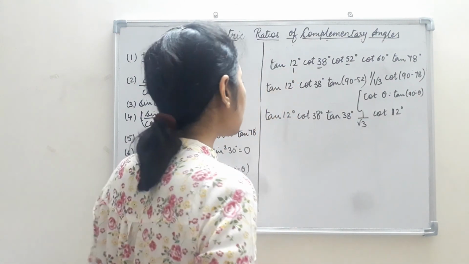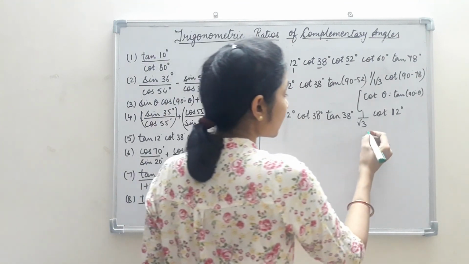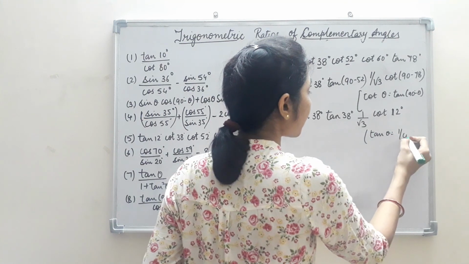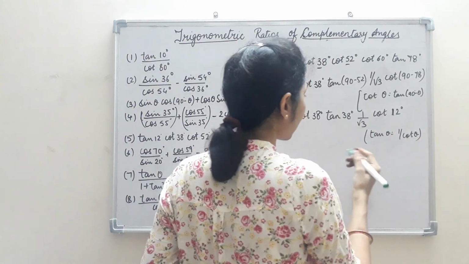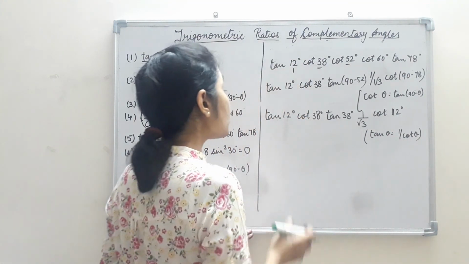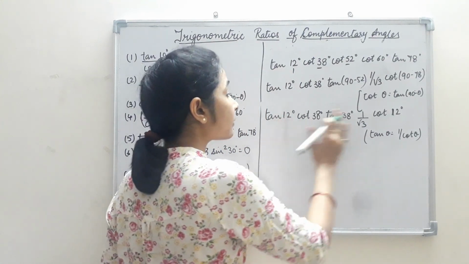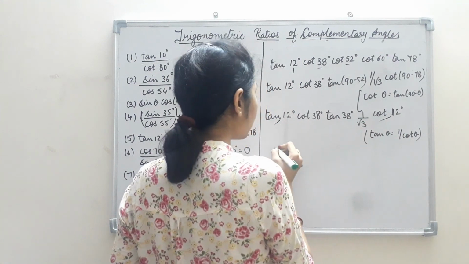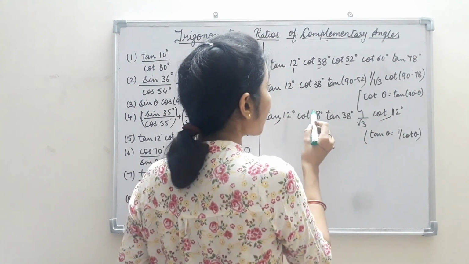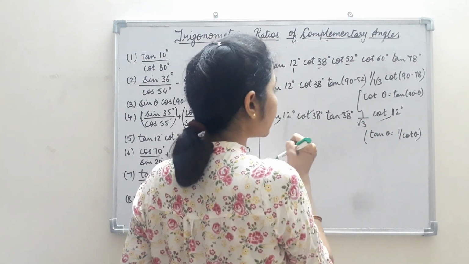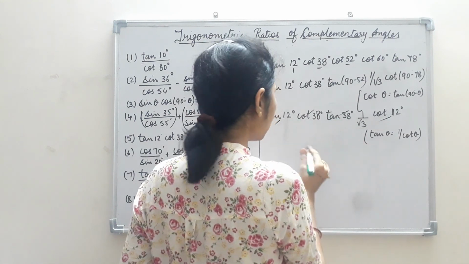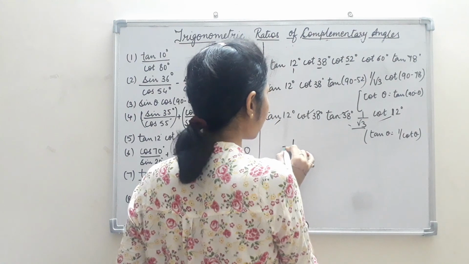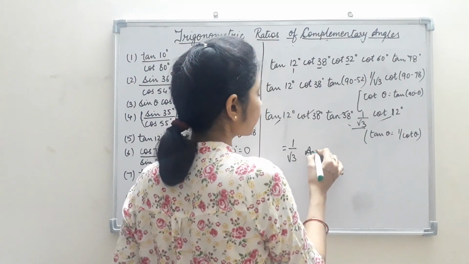Now see, tan is just the inverse of cot. Tan theta is equal to 1 upon cot theta, and cot theta is equal to 1 upon tan theta. So here tan 12 degree and cot 12 degree cancel, and we have got 1 in place of them. Cot 38 degree and tan 38 degree cancel, and we have got 1 in place of them, and only 1 by root 3 is remaining. So our answer is 1 by root 3.